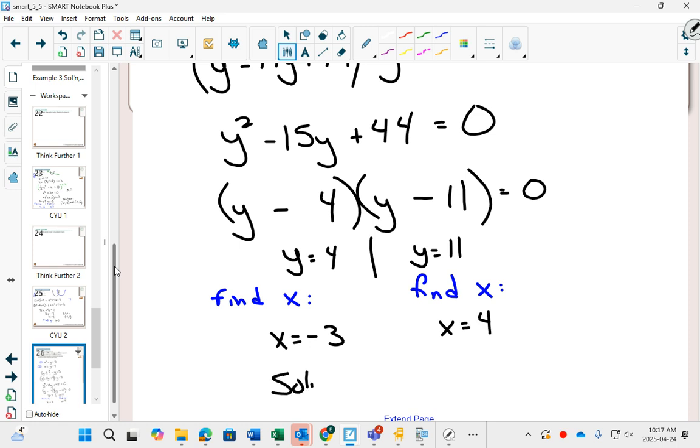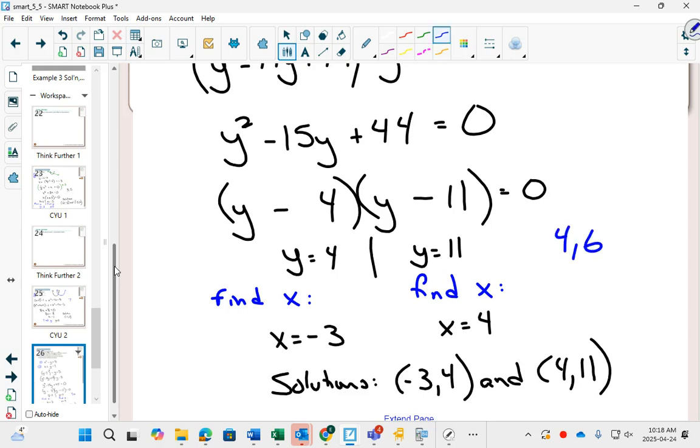So we can write our solution as points. Again, your x goes first, so be careful with that too. Negative 3 comma 4 and 4 comma 11. So circle questions 4 and 6.